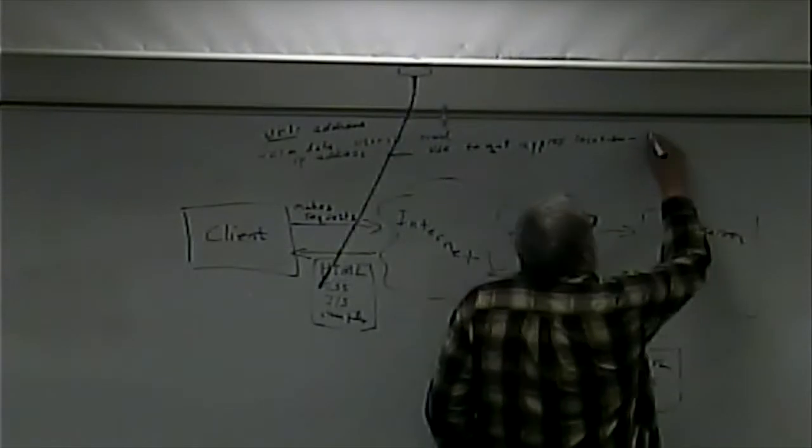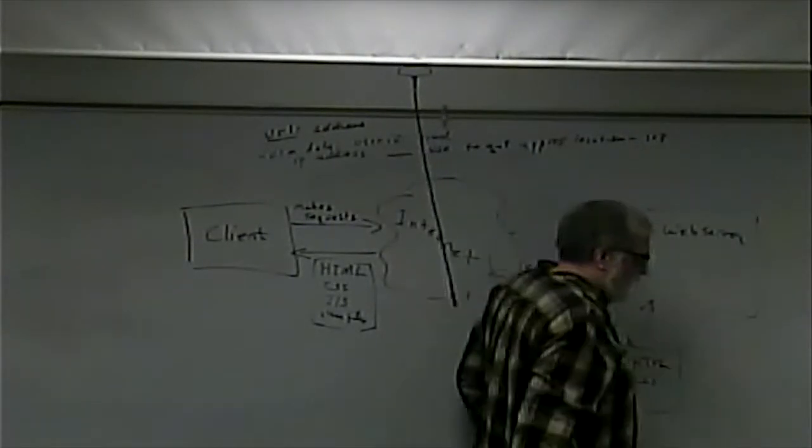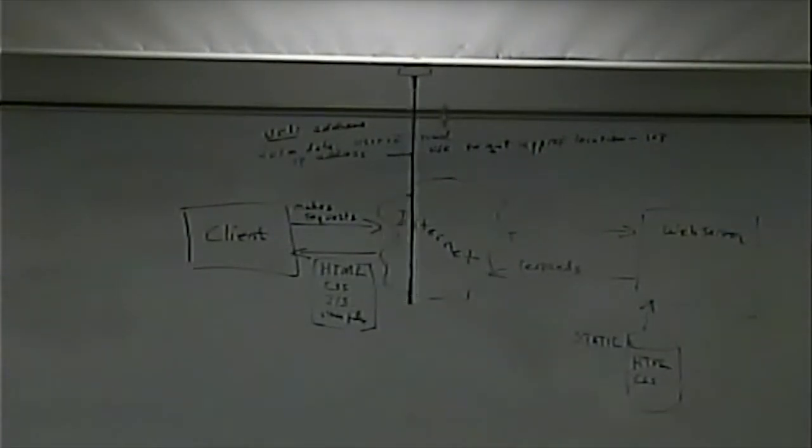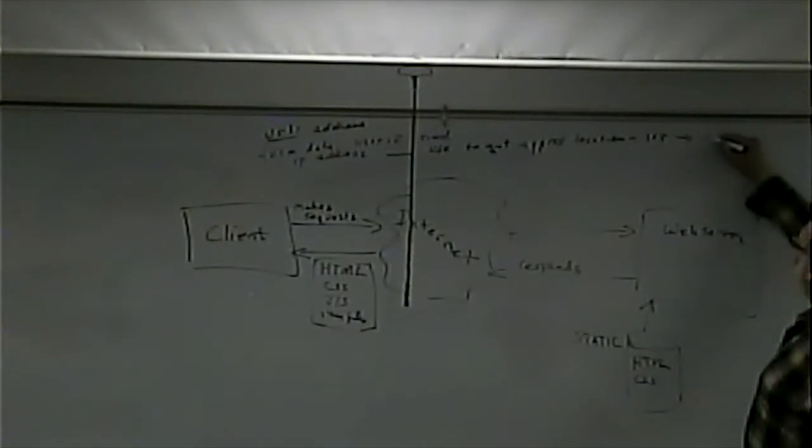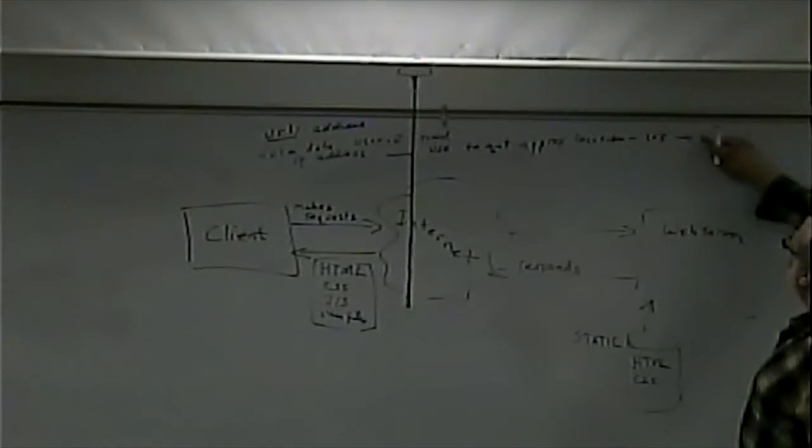Because each ISP gets their own set of IP addresses to use. This has to be controlled, because there can't be duplicate IP addresses, because then you wouldn't know who gets what. So the one way that it's controlled is each internet service provider has a unique set of IP addresses that they can use. And typically that ISP is associated with an approximate geographical location.